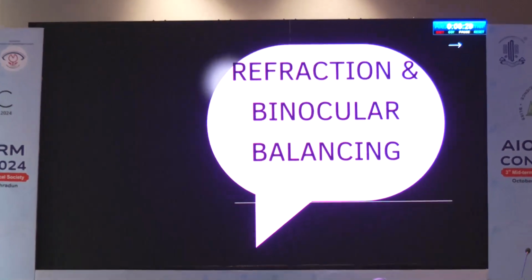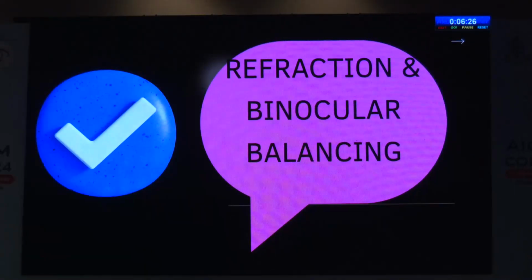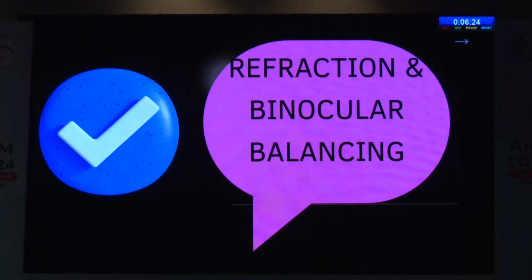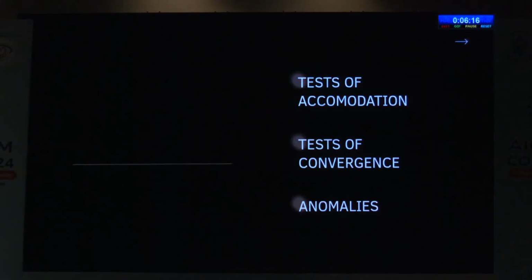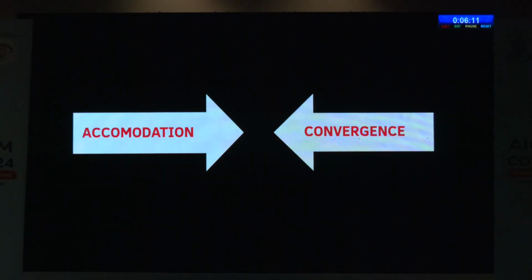Coming to my topic, before doing any non-strabismic orthoptic evaluation, you have to correct your refraction and monocular correction, as well as binocular balancing. Because binocular balancing, if you have not done, can itself give rise to accommodative issues. So I will be covering tests of accommodation, tests of convergence, as well as some anomalies. We know that accommodation and convergence are interrelated, so if you have one problem, it can give rise to issues in the other also. The previous speaker has already told about the AC/A ratio, how accommodation and convergence are interrelated.